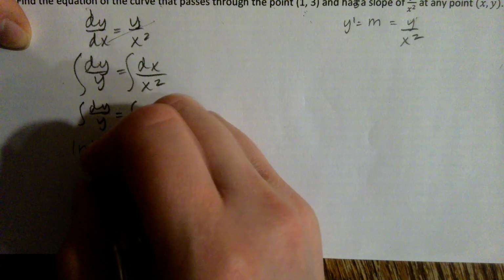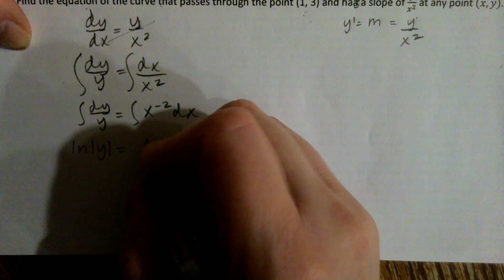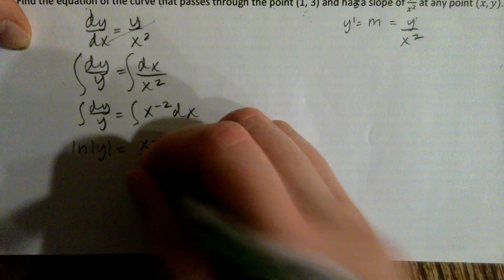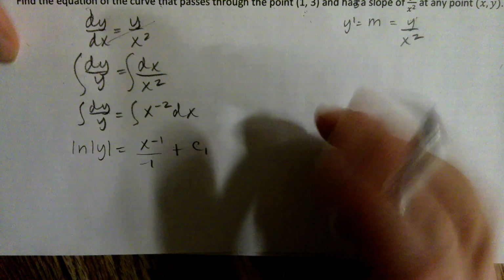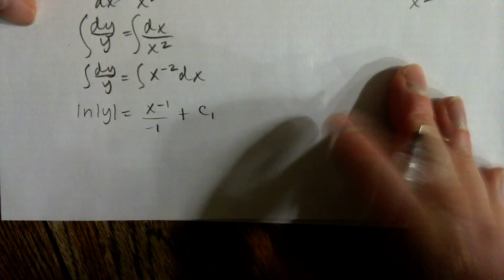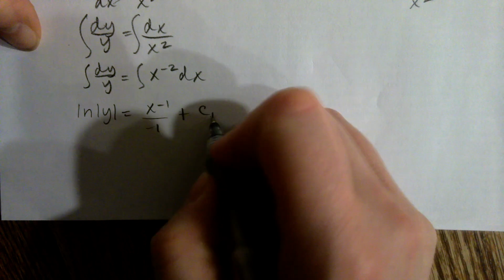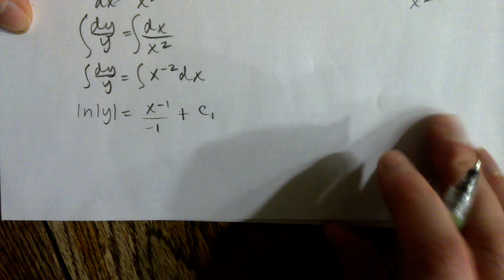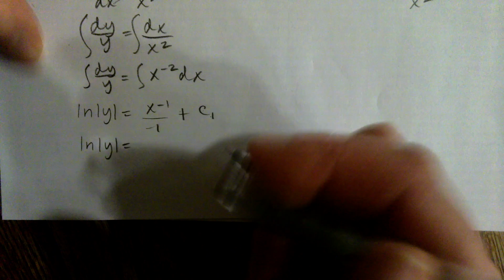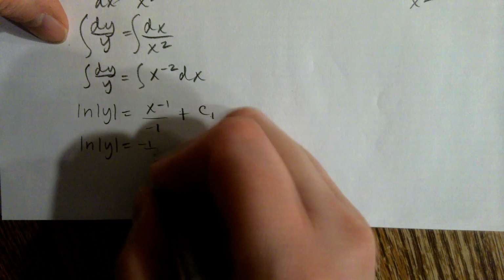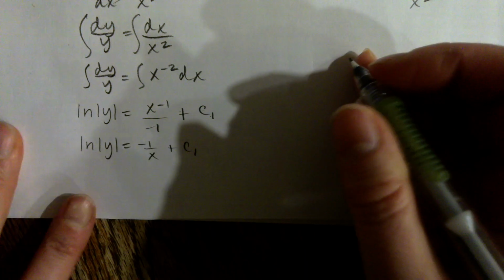So on the left, we have natural log. And on the right, I would have to add 1 to my exponent and then divide by that number. And then I am going to write plus C1 here, some kind of constant. I don't know that it's a really big deal if we label them separately or not. It is just, again, the notation that your book does. So my natural log of y is going to be a negative 1 over x. That's what I really have here, plus c1.